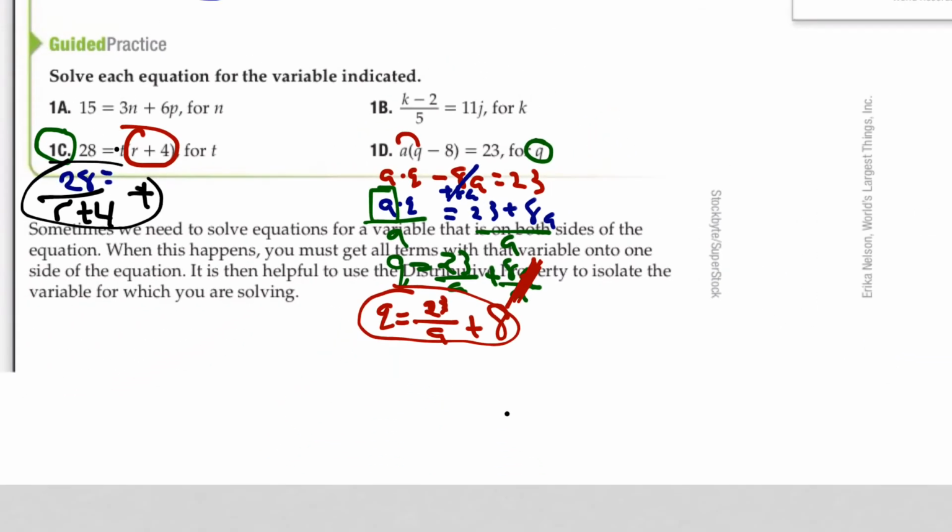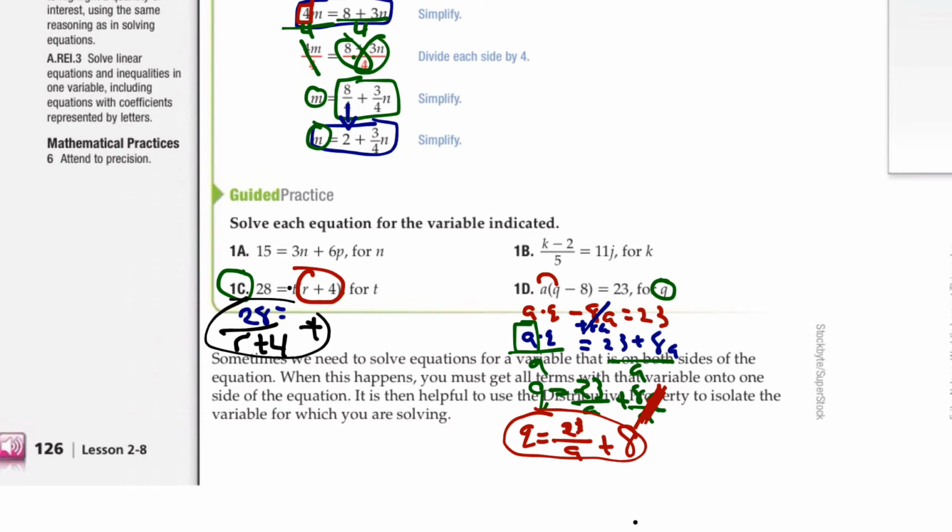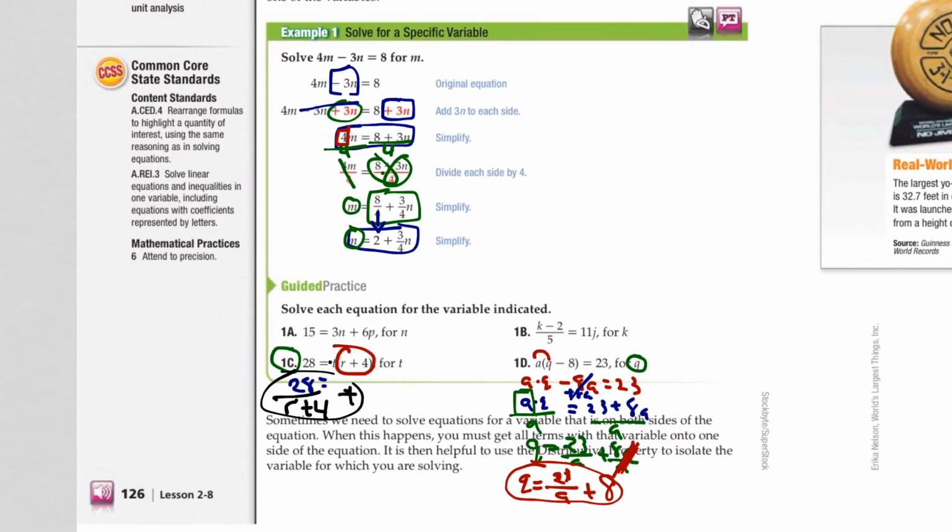This becomes very important in the future for a thing called substitution. Alright? Try the other two. Try the other guided practice, and then also these right here. Example 1 is 1 through 4 on your homework.